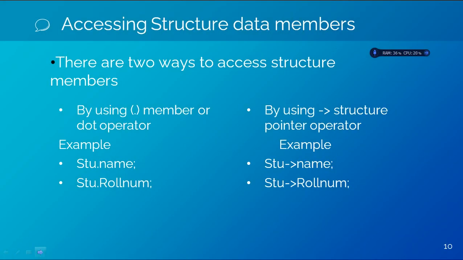And now see how we can access the data members of a structure. In C programming language, there are two ways to access the structure data members. The first way is we can use a dot operator or a member operator to access the structure data members. For example, if I have created STU as a structure variable for my structure student, then I can access the data members name and roll number simply by using my structure variable with a dot operator and my data members.